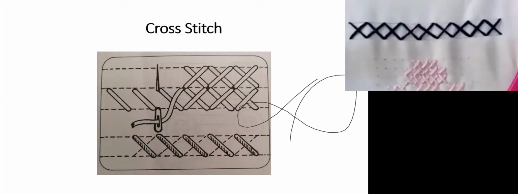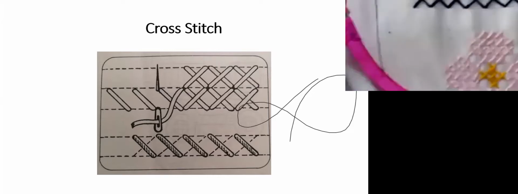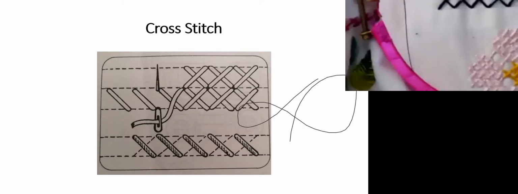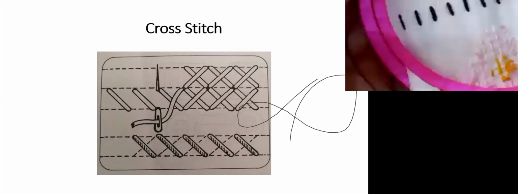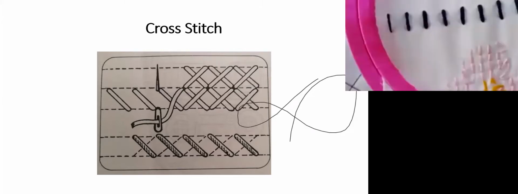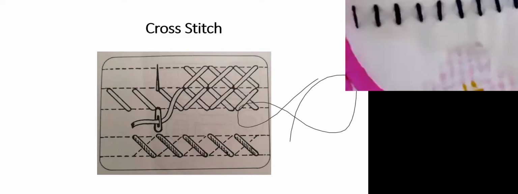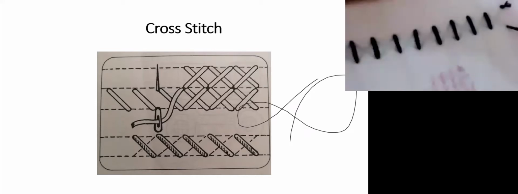So this is how it crosses. And this is what I meant behind. This is how it looks behind. It looks very neat behind also, if you do it at that angle first only and just cross it.